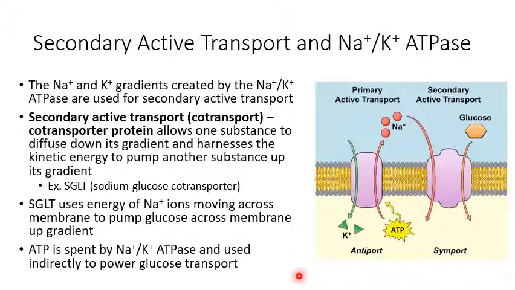So this particular cotransporter is actually the sodium glucose cotransporter, also called the SGLT protein. It's a cotransporter transporting sodium and glucose, allowing sodium to flow into the cell down its concentration gradient by diffusion, harnessing the energy to pump glucose also into the cell, but up its concentration gradient. And again, the sodium-potassium pump is the one actually spending the energy. It's the one actually using the ATP to establish those concentration gradients.